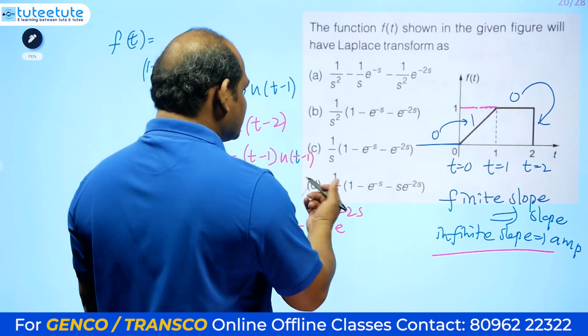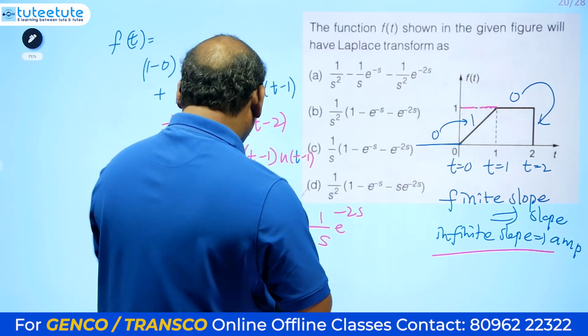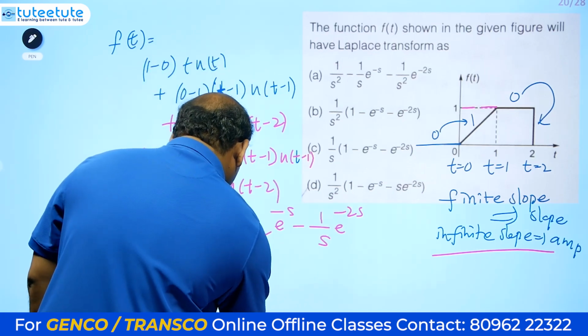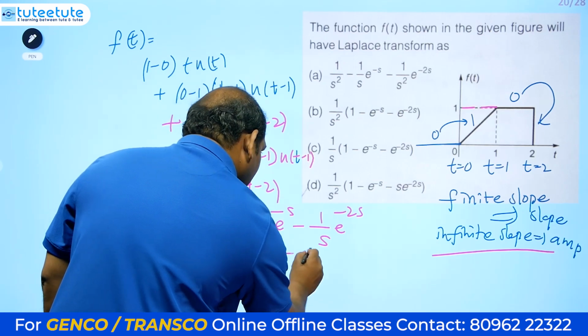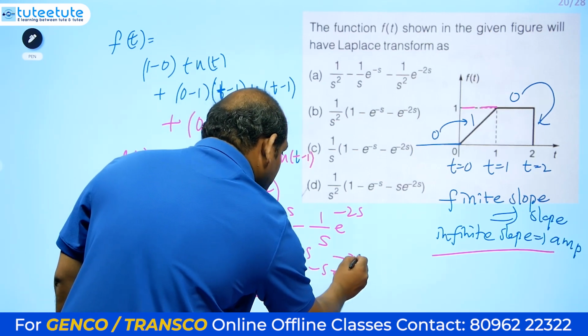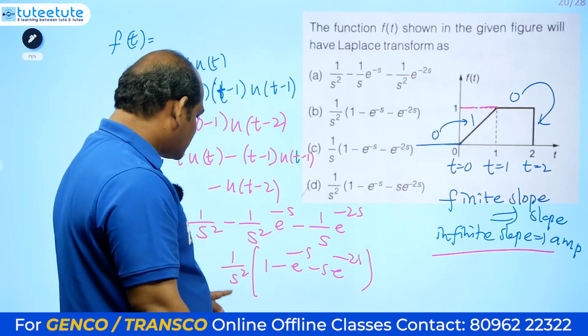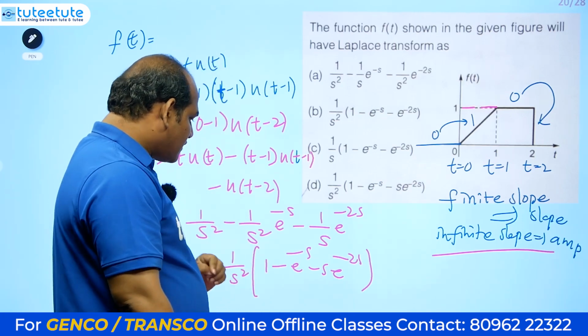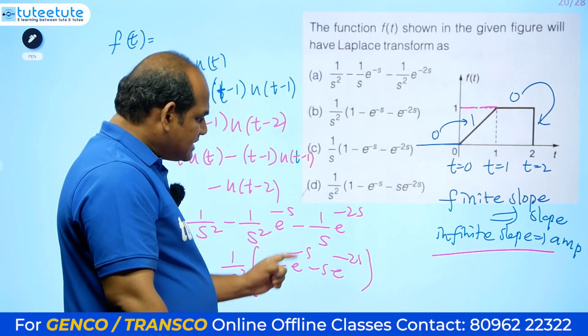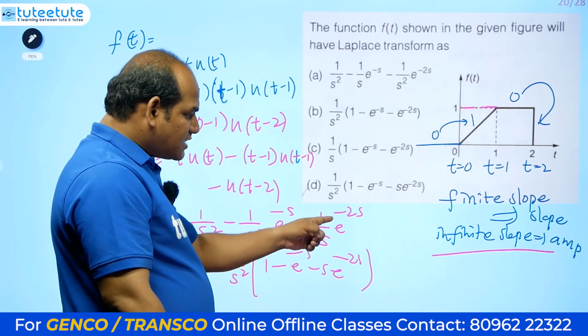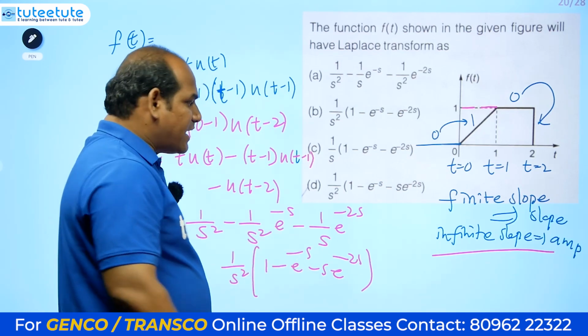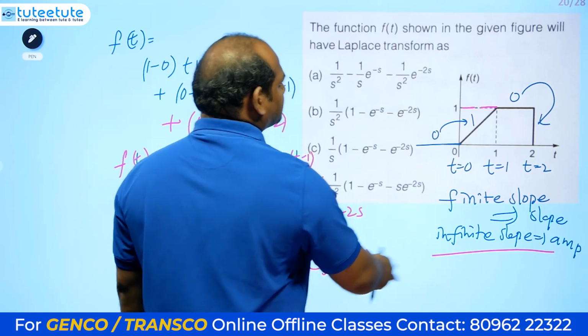Okay, you can check which option is correct here. You can take 1 by s square common: 1 minus e power minus s minus s into e power minus 2s. That is what we will get, na. 1 by s square if we take common, from here you will get 1, from here you will get e power minus s, and from here, because s square is not there, you need to multiply with s, e power minus 2s. So this is the correct option.